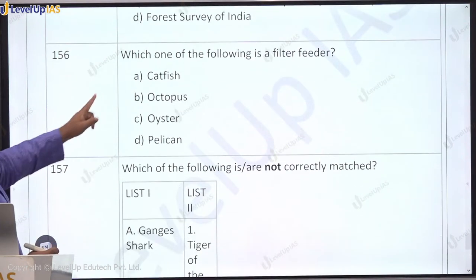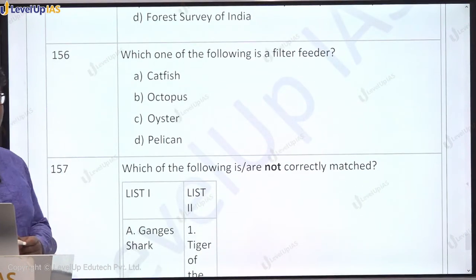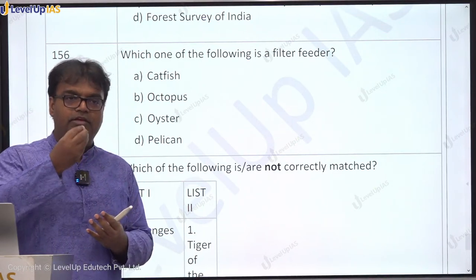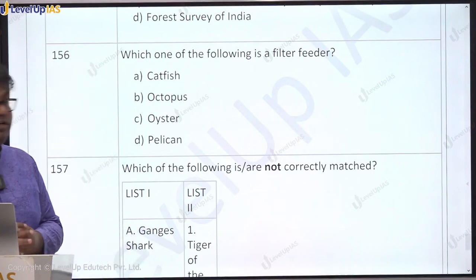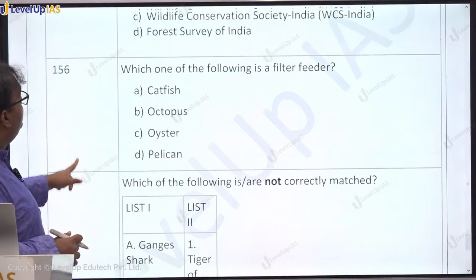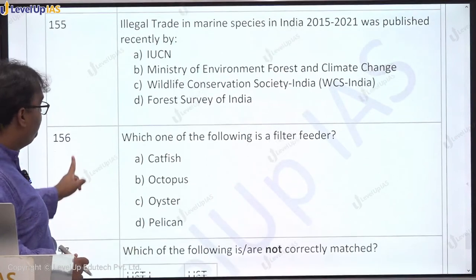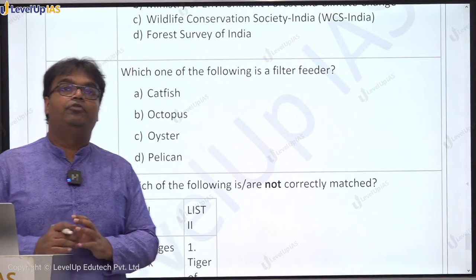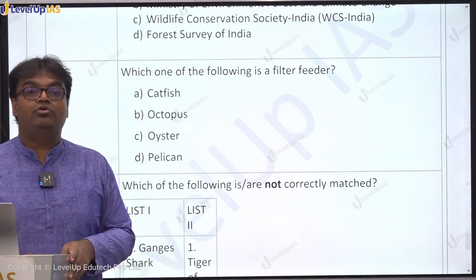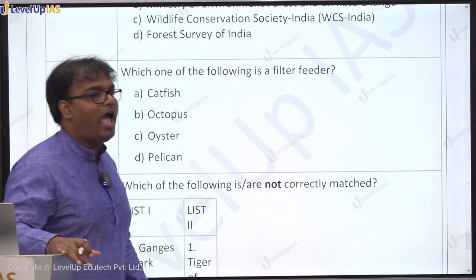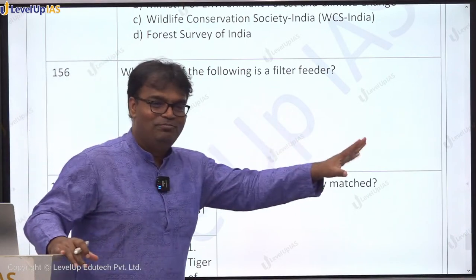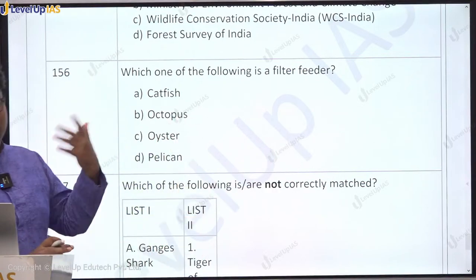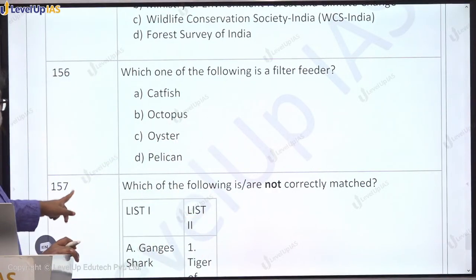156, which of them is filter feeder? Oyster will make water pass through it and will trap the nutrients from there, and thus it is the filter feeder. Yes, 155 is C, 156 is also C. Besides this, we had talked about, remember, whale shark. It was also a filter feeder. It will open its mouth and will move, water will pass through it, and along with it a lot of phytoplankton, small fish, etc. would come into its mouth.